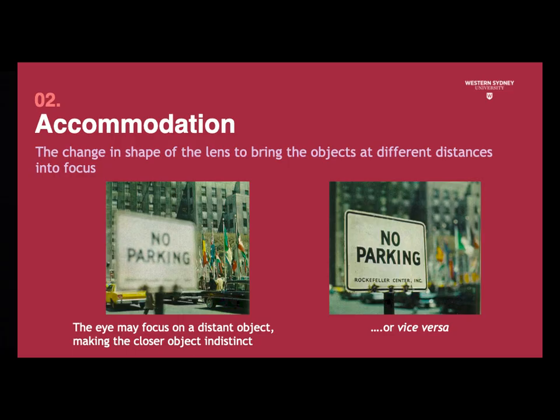After passing through the pupil, the light is then further refracted by the lens. Changing the shape of your lens is known as accommodation. Accommodation has the effect of bringing objects located at different distances from the observer, that is from you, into focus.